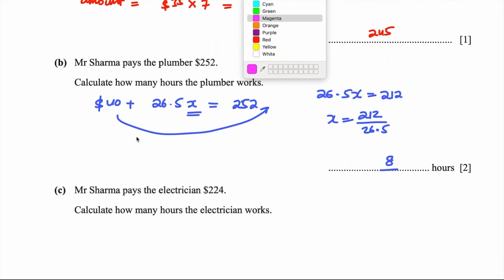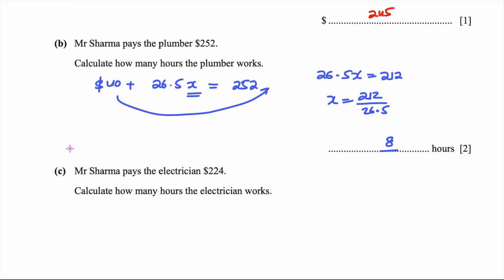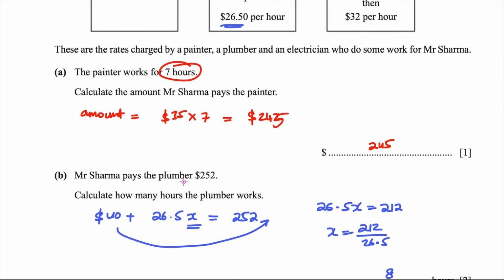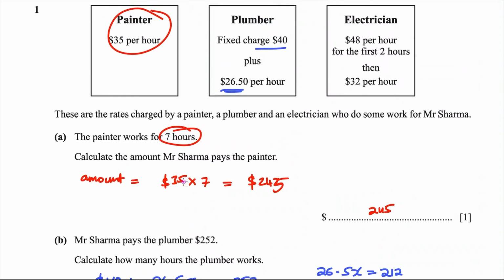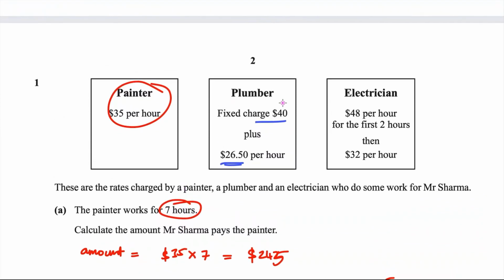Mr. Sharma pays the electrician $224. Calculate how many hours the electrician works. If you look at the electrician, he is taking $48 per hour for the first 2 hours. So for the first 2 hours it is 48 into 2, and for the rest of the hours it is 32 into x minus 2, if he works x hours.